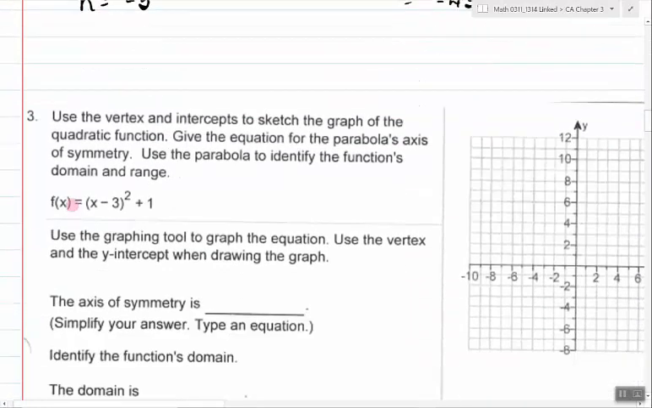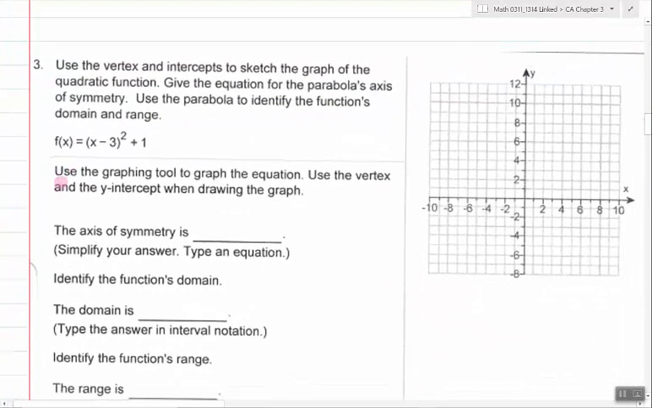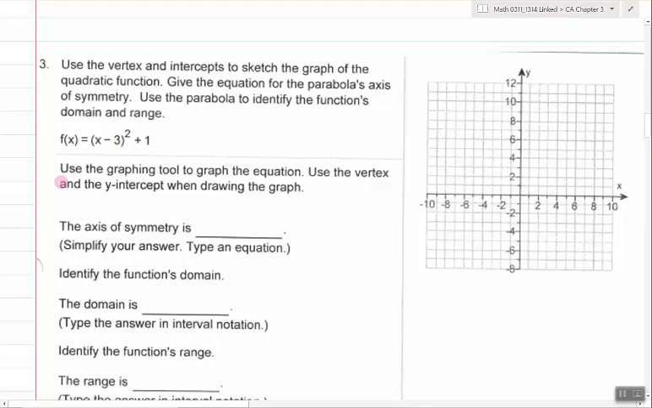Let's see what number 3 is. Number 3 is graphing. And when you do this in my math lab, I will give you some guidance on doing that. It says use the vertex and the intercepts to sketch the graph of the quadratic function. All right, then give the equation of the parabola's axis of symmetry and the domain and the range. I'll do it here and then I'll go to my math lab and include that in the video.